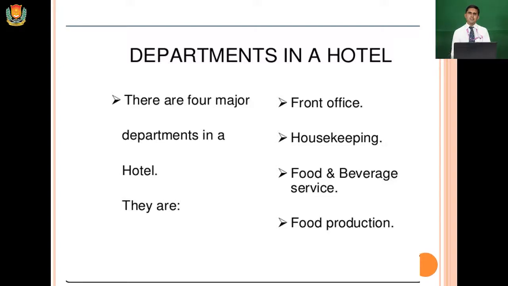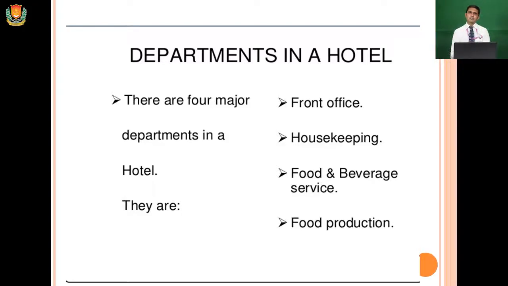The fourth department is the food production department. Everyone knows the name also says food production. Production means producing the food. So the food production department is responsible to produce the food, because in our home we basically have only one kitchen. But when we move to a hotel, if I am talking about a 5-star hotel, we have separate kitchens to reduce the work of our employees.